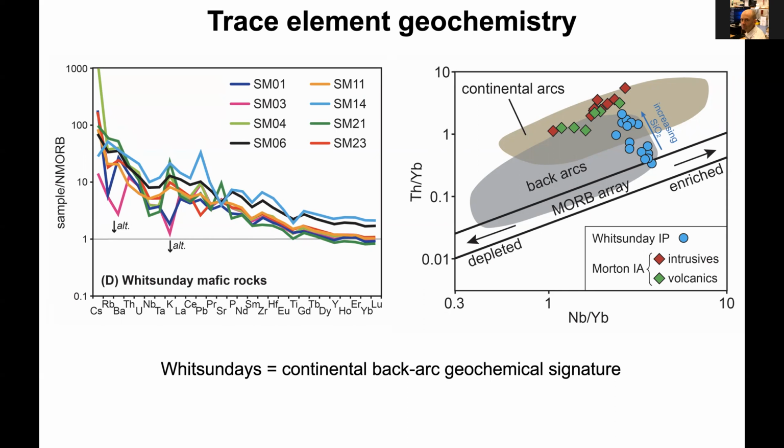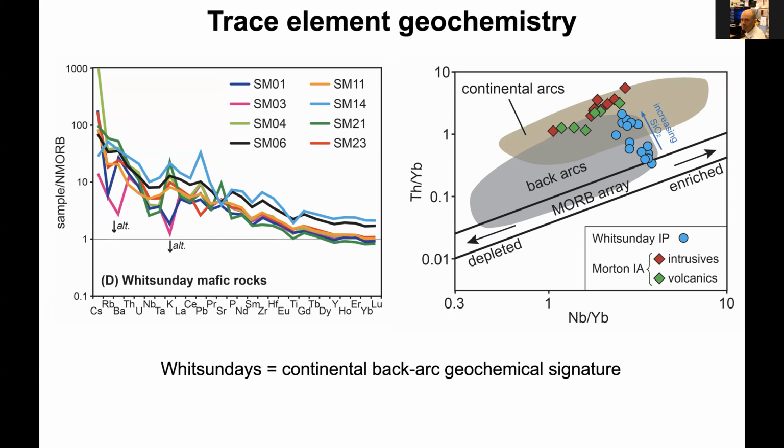And that's really expressed well in the second plot, which is thorium/ytterbium versus niobium/ytterbium. This is used to differentiate mafic magmas by their tectonic setting. You can see the MORB array plotted through the middle there. Continental arcs in sort of tan brown up the top, and you can see the Morton igneous rocks plotting very much in the continental arc field.